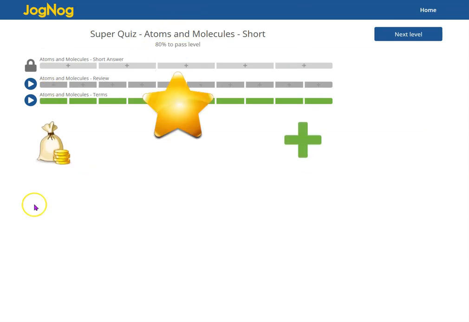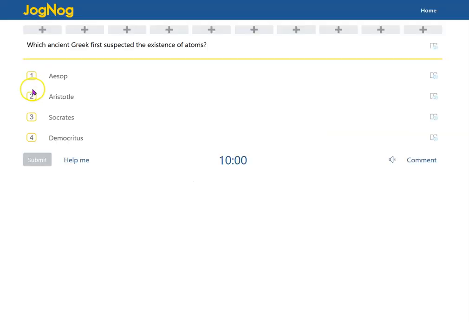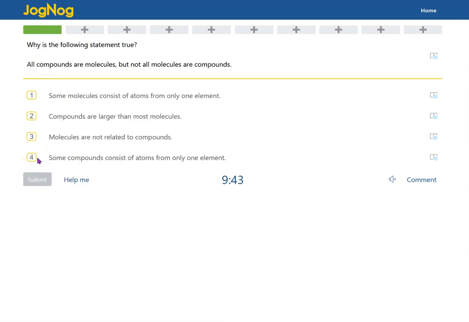And we just completed the first level of the vocabulary. So now if we look at some of the review questions. This is a good one. Impress your friends. Who was the ancient Greek who first suspected that atoms exist? And that would be Democritus. These are all good. Aesop wrote fables, but it was Democritus.